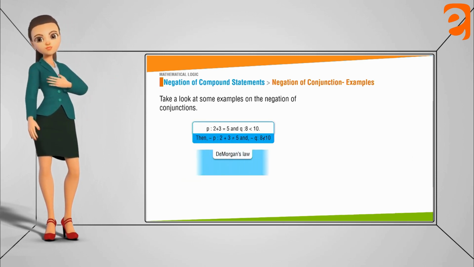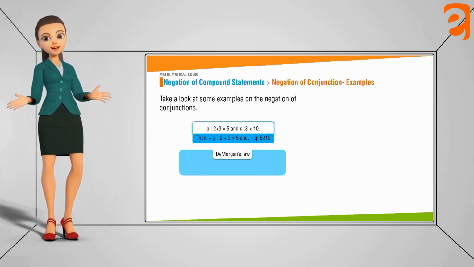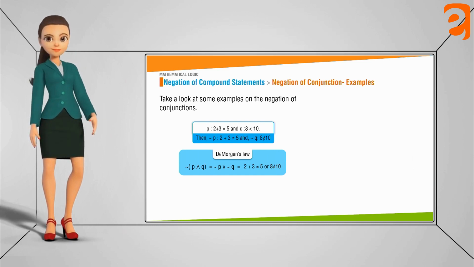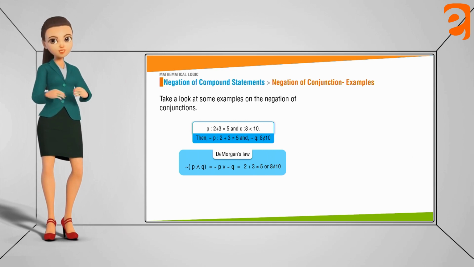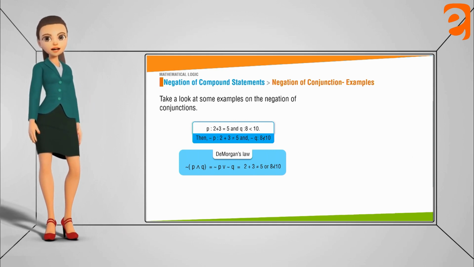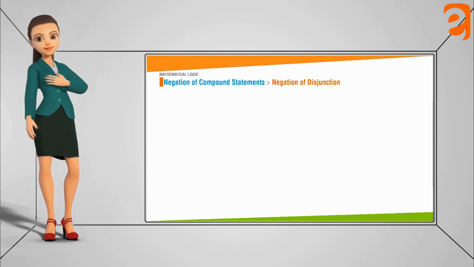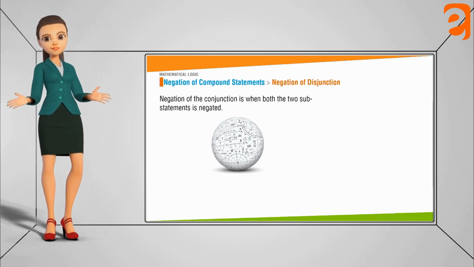You have many more examples like this. Suppose P is 2 plus 3 is equal to 5 and Q is 8 is less than 10. Then applying De Morgan's law, the negation of P is 2 plus 3 not equal to 5, and the negation of Q is 8 not less than 10. So it comes out to be 2 plus 3 not equal to 5 or 8 not less than 10. Similarly, you can have so many examples.